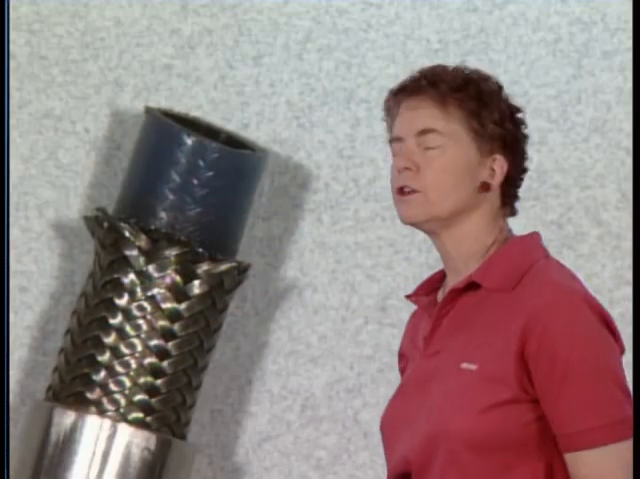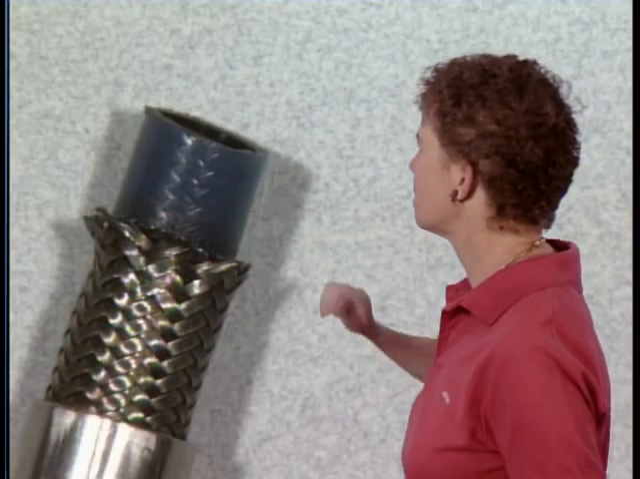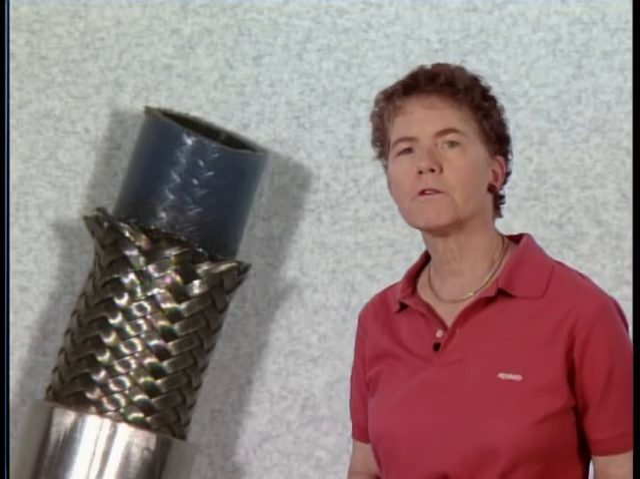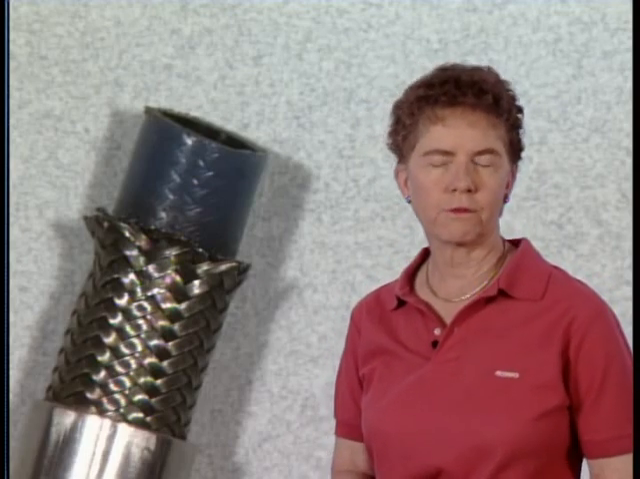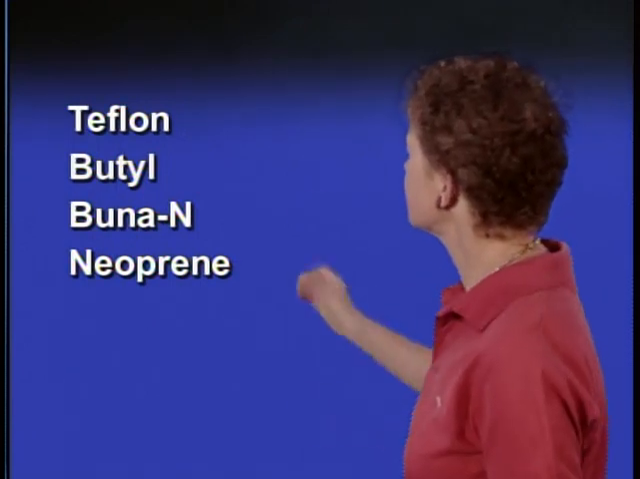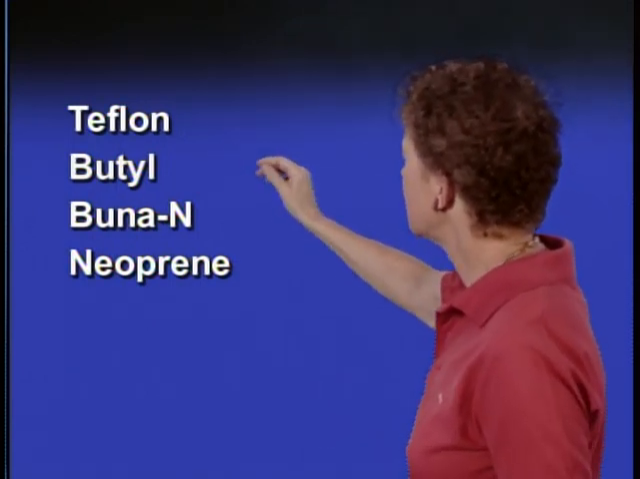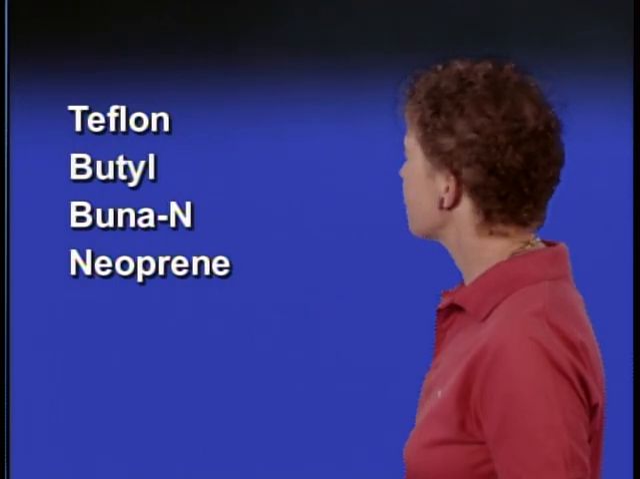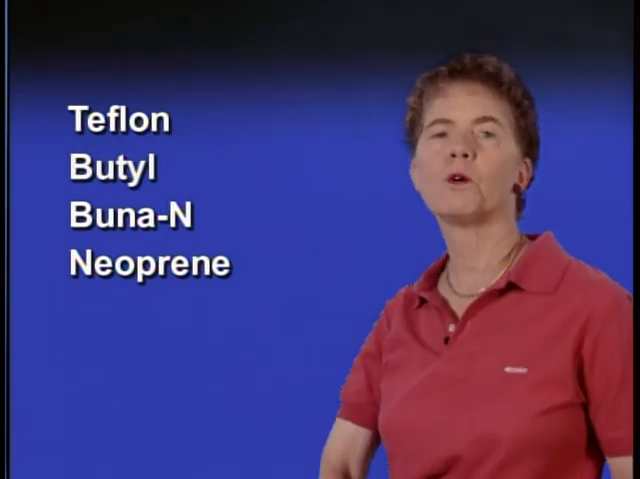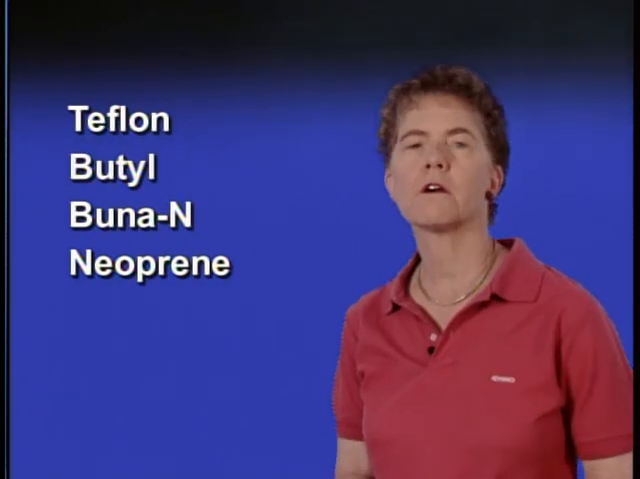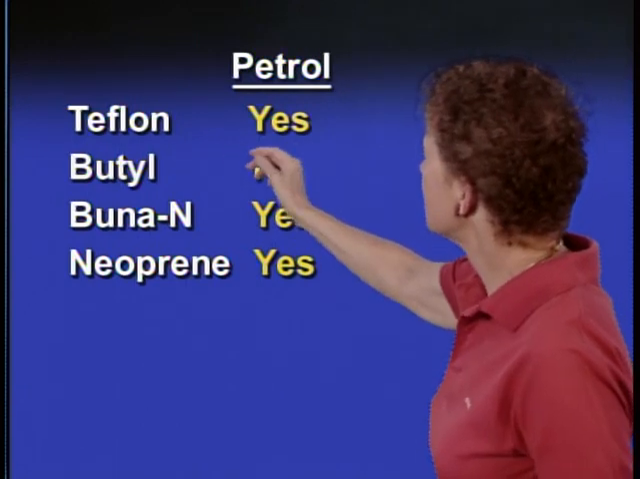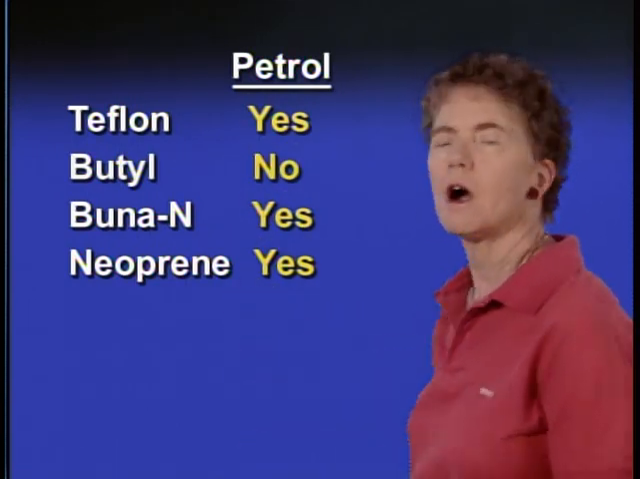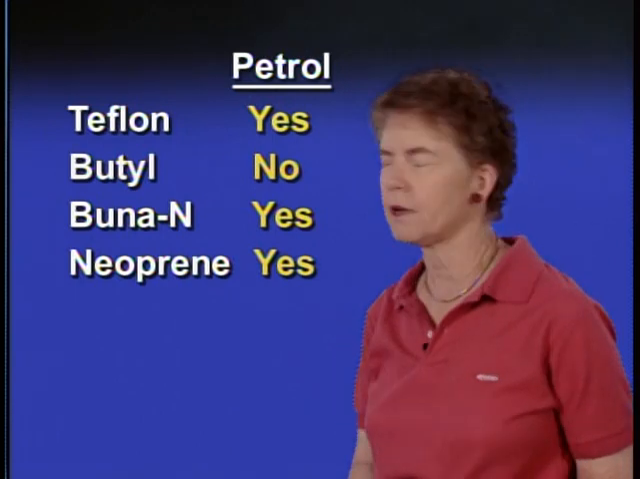Now, the material used in the inner liner of a flexible hose determines its suitability for different fluids. And you'll generally find 4 different kinds of materials used in the inner liners of flexible hoses. Those materials are Teflon, butyl, Buna-N, and neoprene. Now, Teflon is compatible with nearly every liquid used in aircraft, including petroleum products. Butyl, Buna-N, and neoprene are different synthetic rubber compounds.